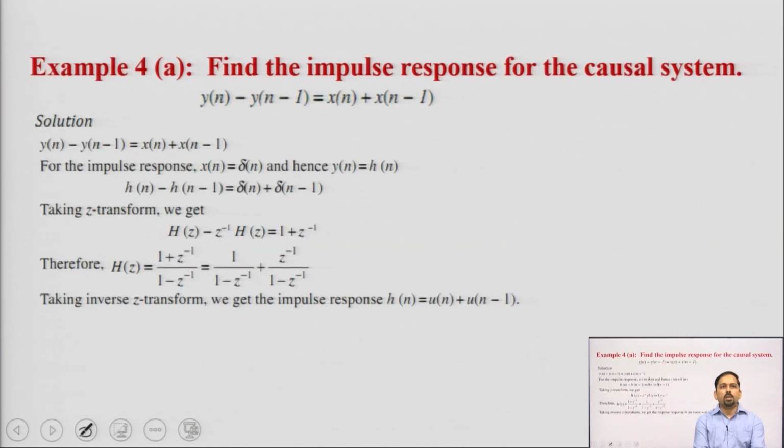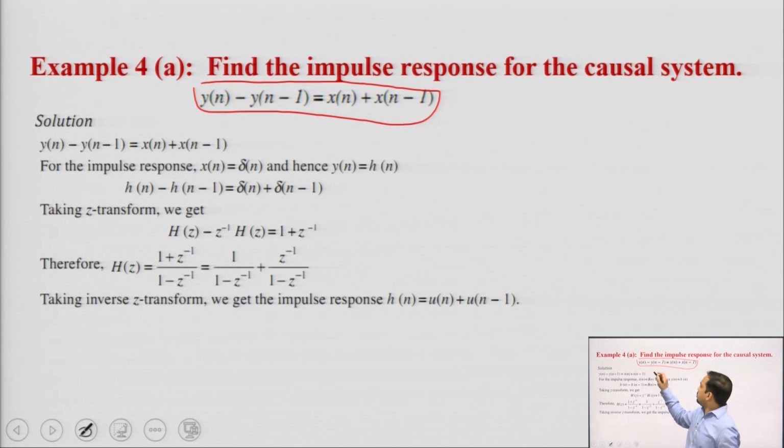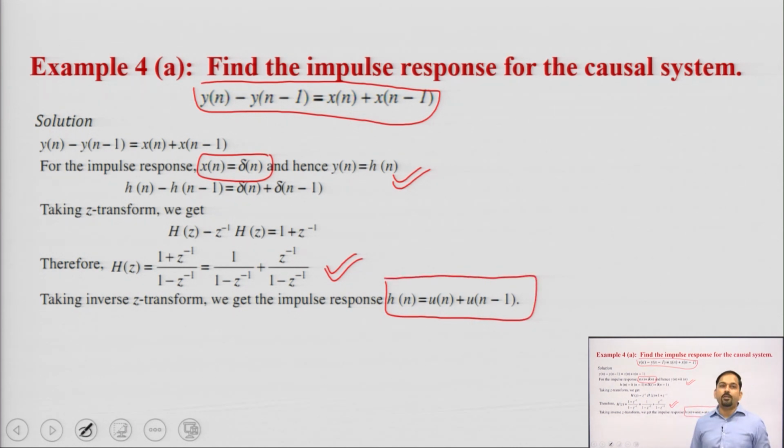Next, we have the impulse response. We have the difference equation available and we need to check whether the system is causal or not: y(n) minus y(n minus 1) equals x(n) plus x(n minus 1). First, we calculate the impulse response. What is the impulse response? When x(n) is an impulse signal, the response of the system is the impulse response. By applying the Z transform we get H(z), and by taking the inverse transform we get h(n) equals u(n) plus u(n minus 1).